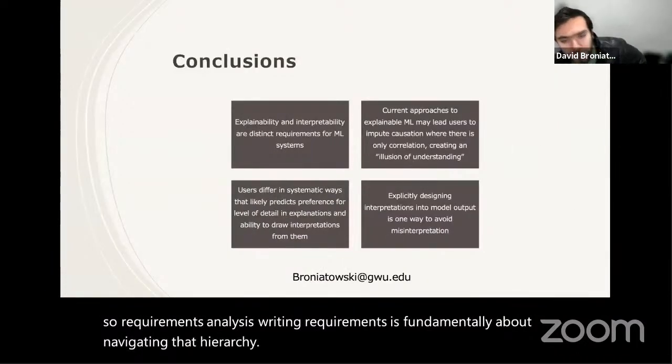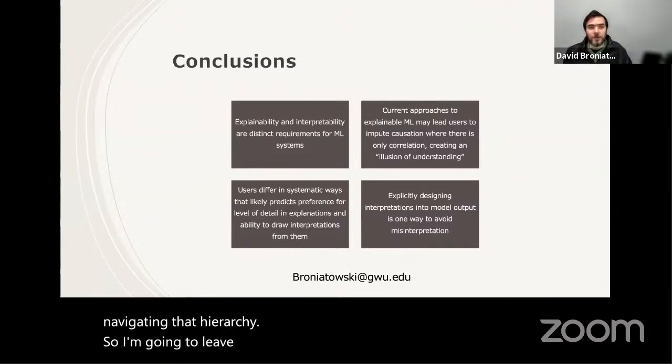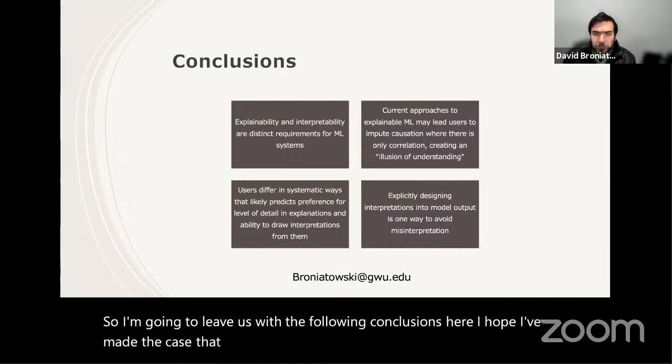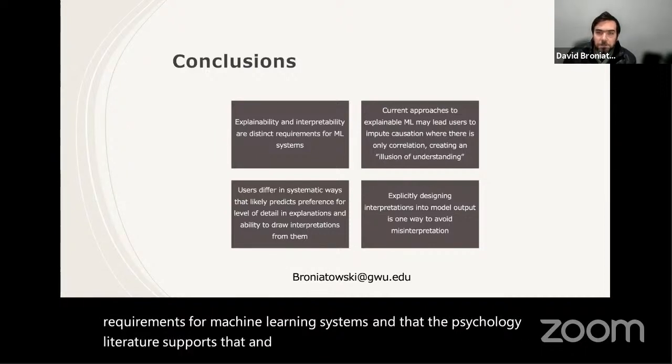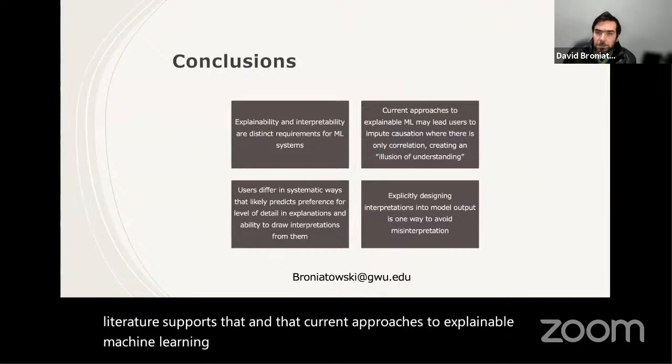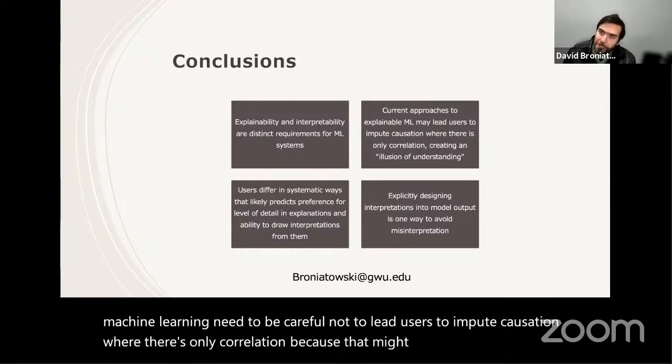So I'm going to leave us with the following conclusions here. I hope I've made the case that explainability and interpretability are distinct requirements for machine learning systems, and that the psychology literature supports that, and that current approaches to explainable machine learning need to be careful not to lead users to impute causation where there's only correlation, because that might create an illusion of understanding.